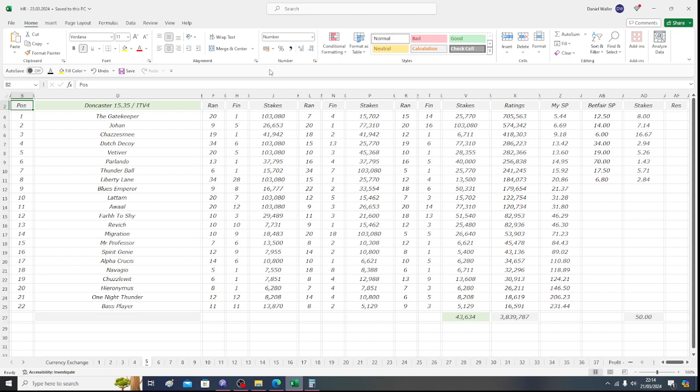So let's hope we can take the bookies for a ride on Saturday. But that will start me off there. The Gatekeeper's my number one selection. And I'll just recap. We got Johan, Chazami, Dutch Decoy, Vetiva, Parlando and Thunderball. Those seven will return £100, and Liberty Lane will just get us £19 back. So that's the end of this video. It's only short and sweet, just to see how we can decipher who's going to win the big race on Saturday.